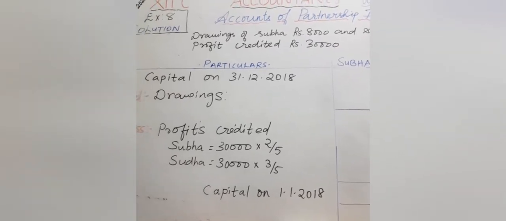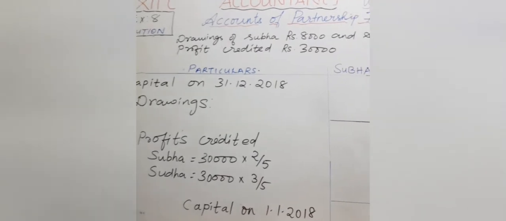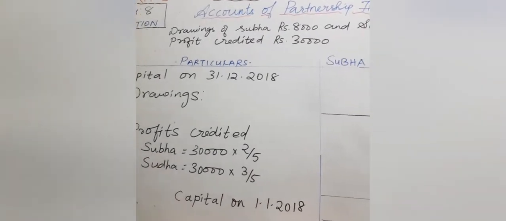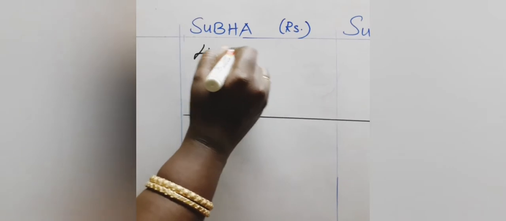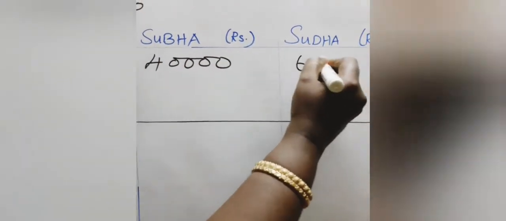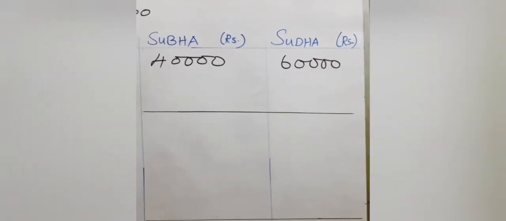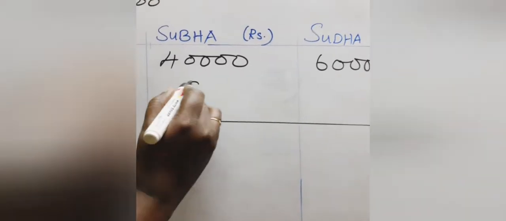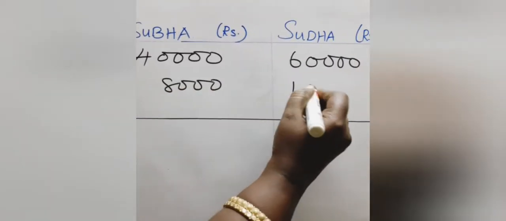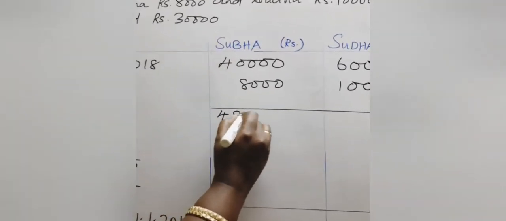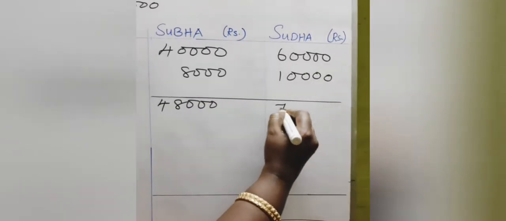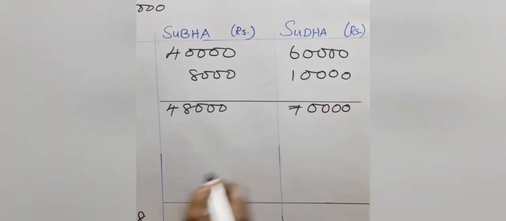So first, capital on 31/12/2018, that is for Subha 40,000 and Sudha 60,000. There is a drawing amount of 8,000 and 10,000. Now when you total this, you get an amount of 48,000 and here you get an amount of 70,000. Profit is already credited, this 30,000.